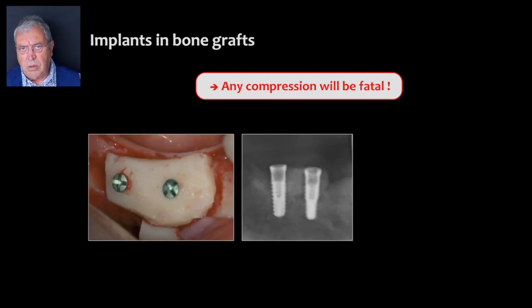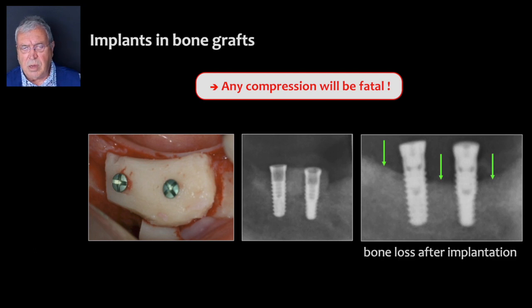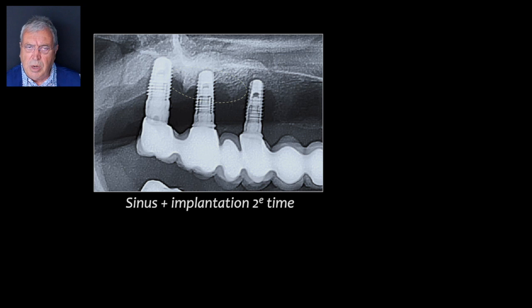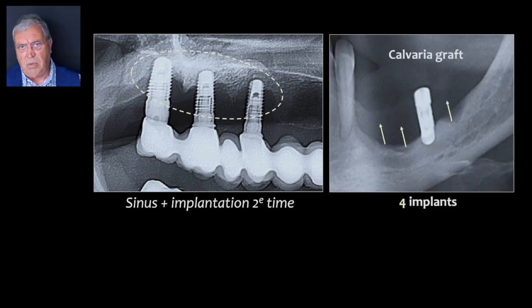We want to place implants after bone graft, and we know that any compression will be fatal. Then, if we do it, we will lose the graft, definitely. When we press the bone graft, we will lose the bone, even if it's a calvarial graft. 4 implants and full resorption, because the surgeon placed the implants with high torque.